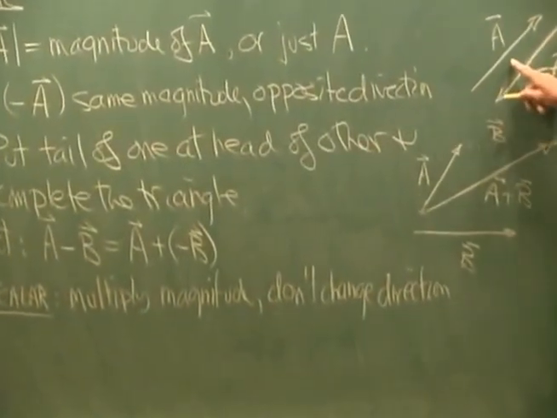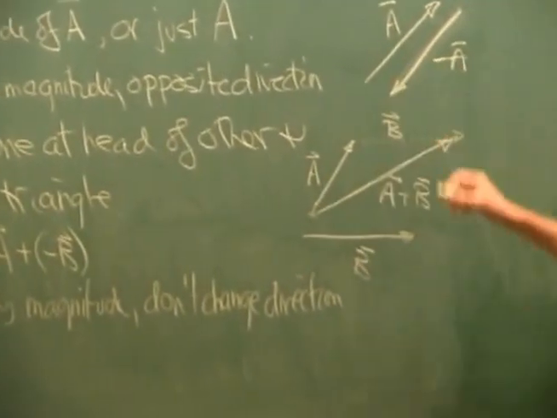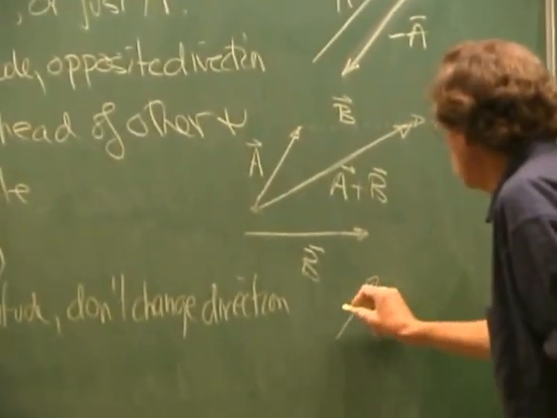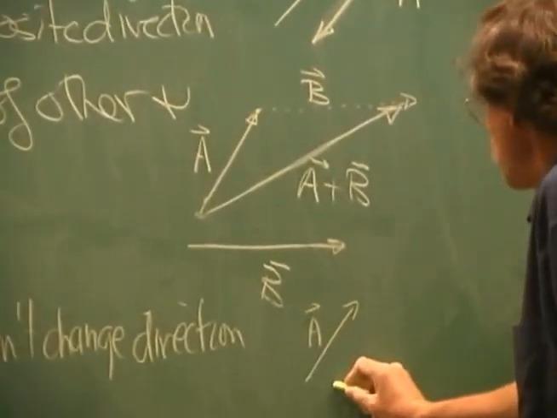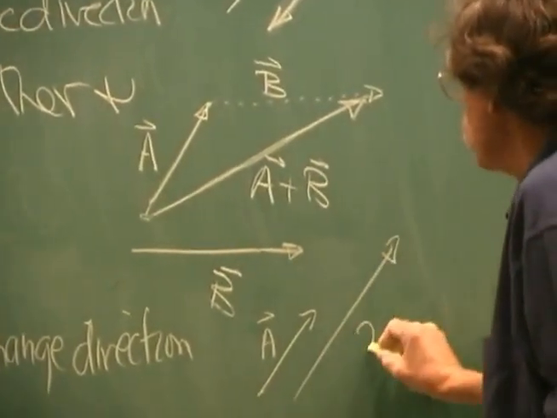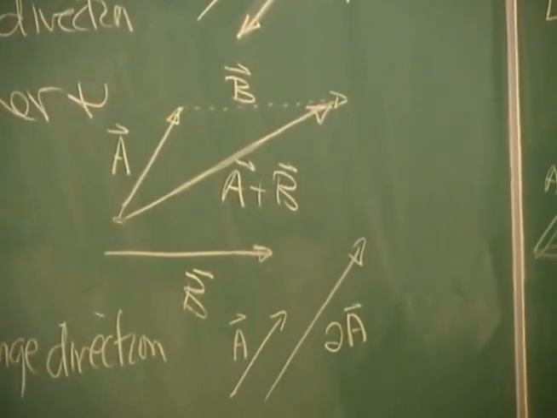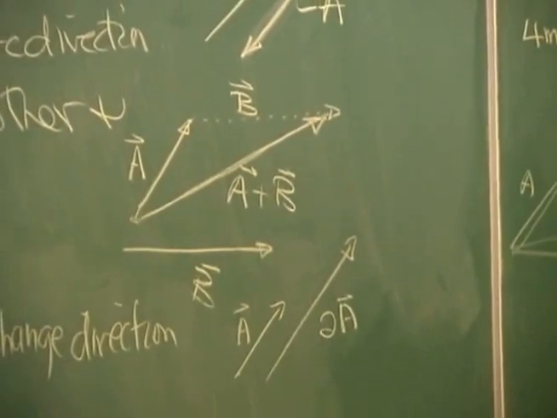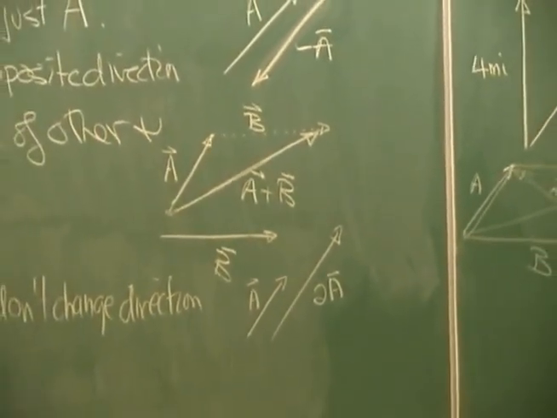Let's see, if that's the vector A, then drop down here, that's A, there's 2A. Twice as long, but same direction. Now, the more surprising ones.